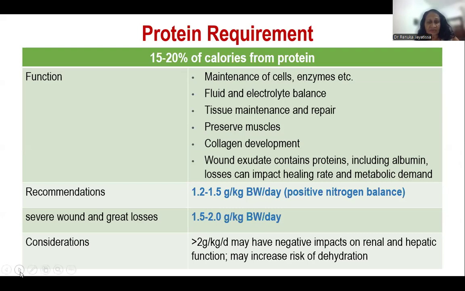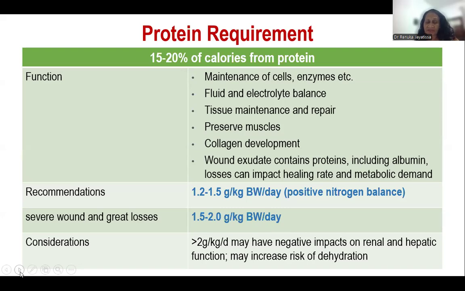So therefore, we know the protein will be lost, and then it will impact the healing rate as well as the metabolic demand. So in that sense, for the calories someone needs, about 15 to 20% of calories should come from protein. But you don't need to worry too much about how to calculate it. If you know the body weight of the person, 1.2 to 1.5 gram of protein is needed for a person in that sense, because they have a positive nitrogen balance at the moment.